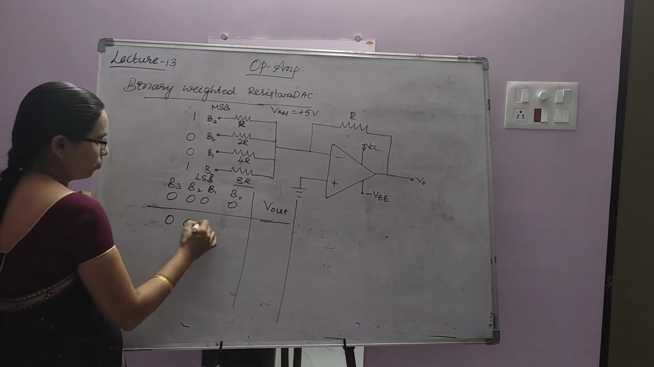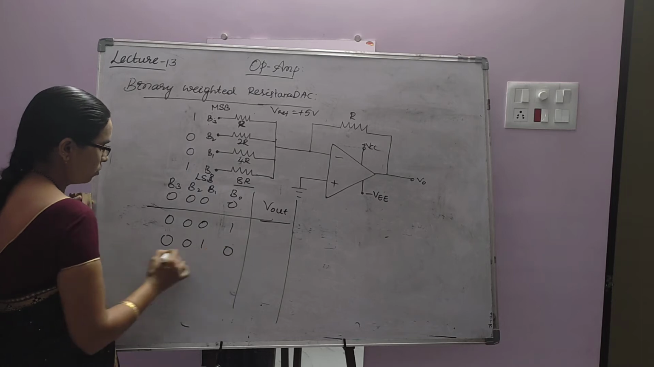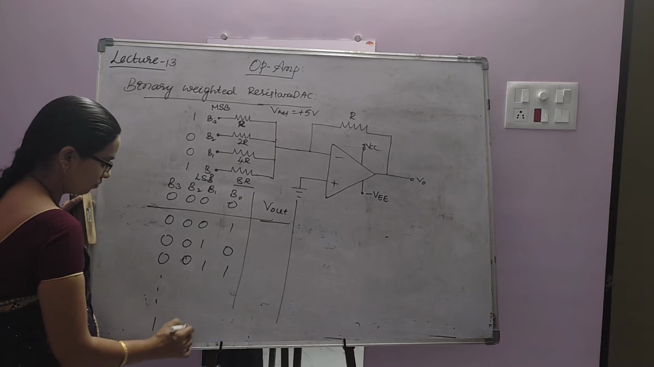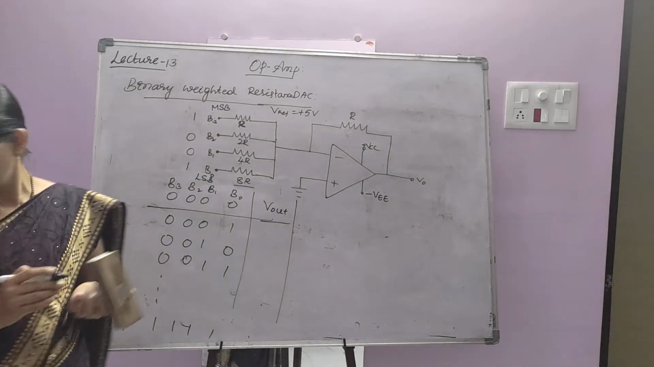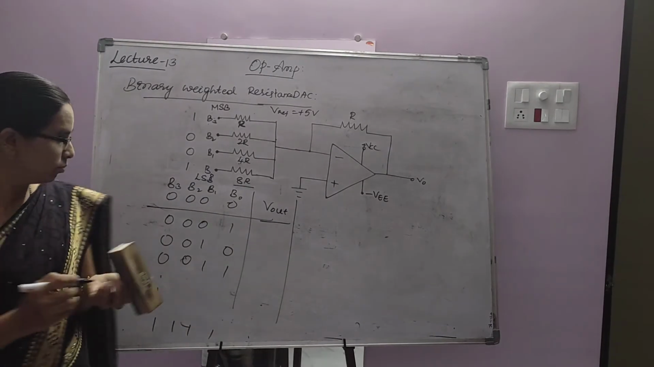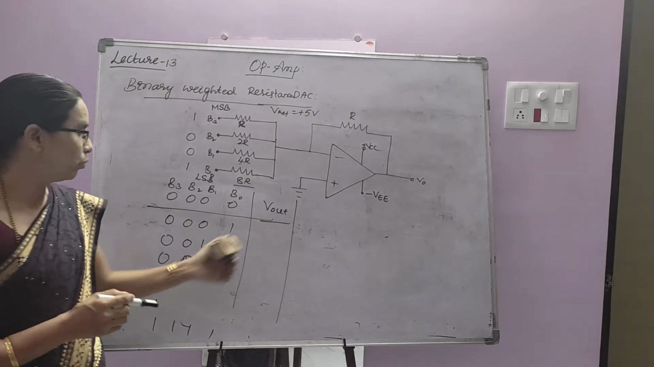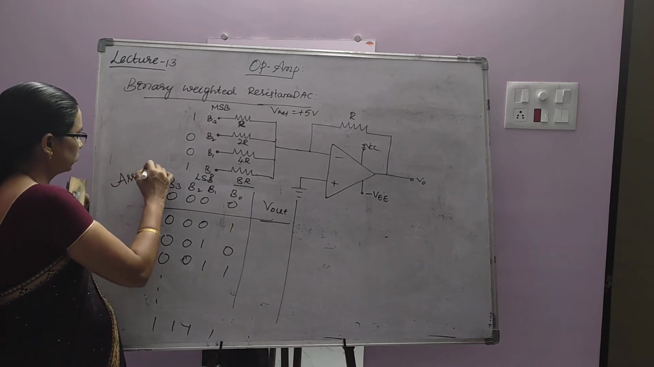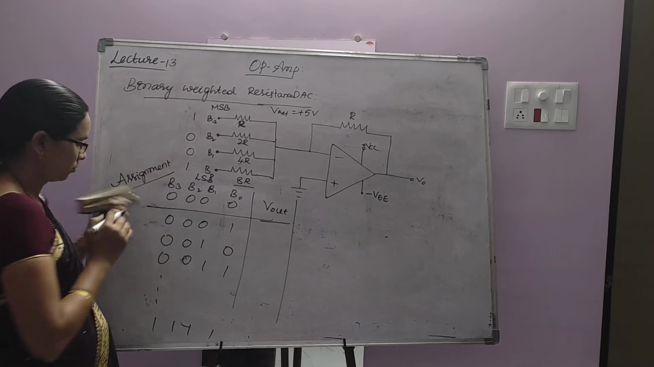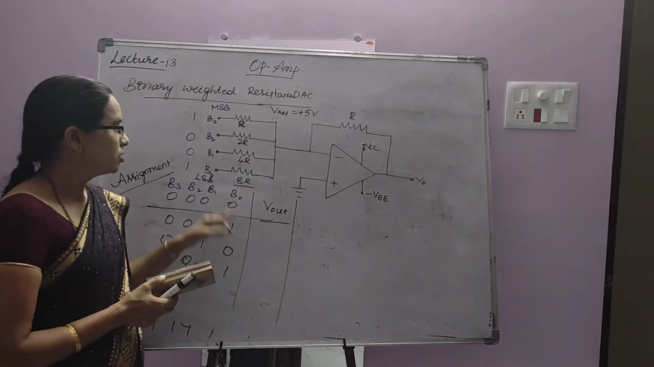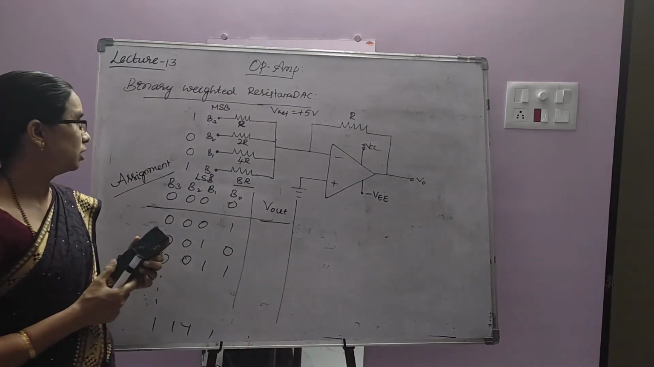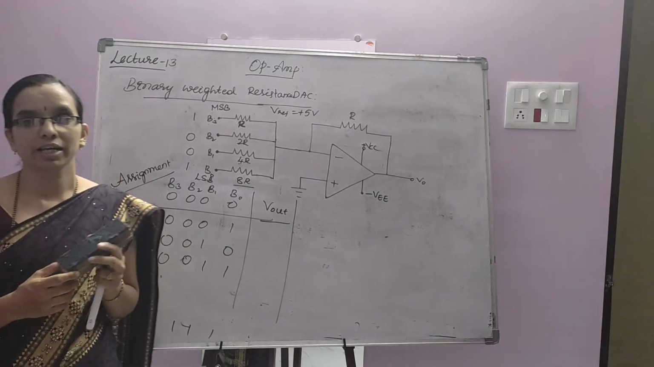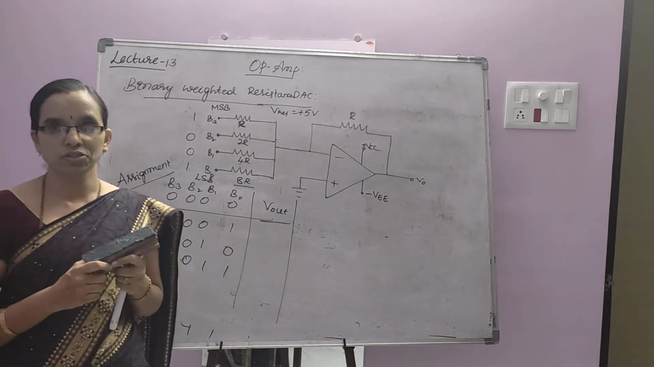For 0, 0, 0, 1, for 0, 0, 1, 0, for 0, 0, 1, 1, up to 1, 1, 1, 1, what will be the voltages? That means, what will be the output voltage for this? That will be an assignment for you. And calculate. So in this way, this digital to analog converter converts the digital input into corresponding analog voltage.